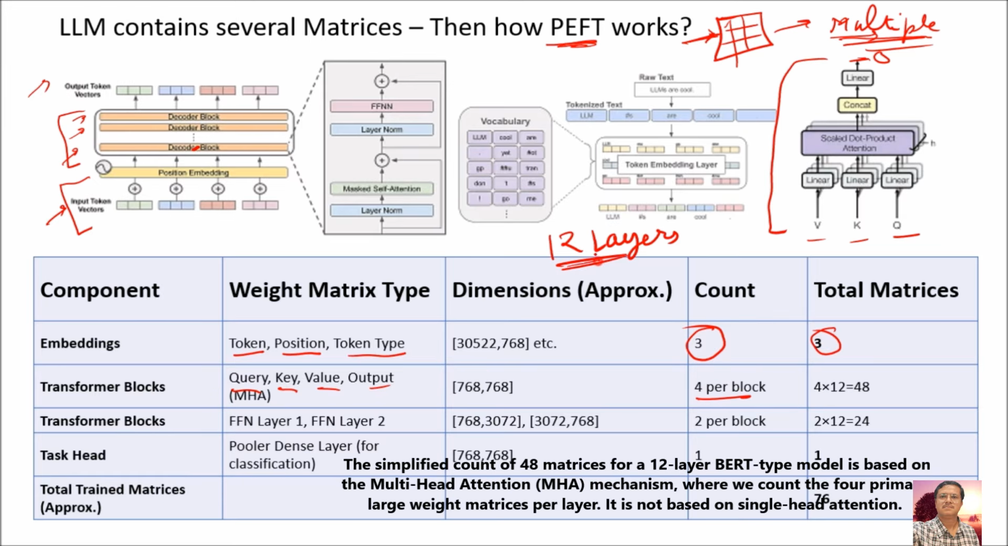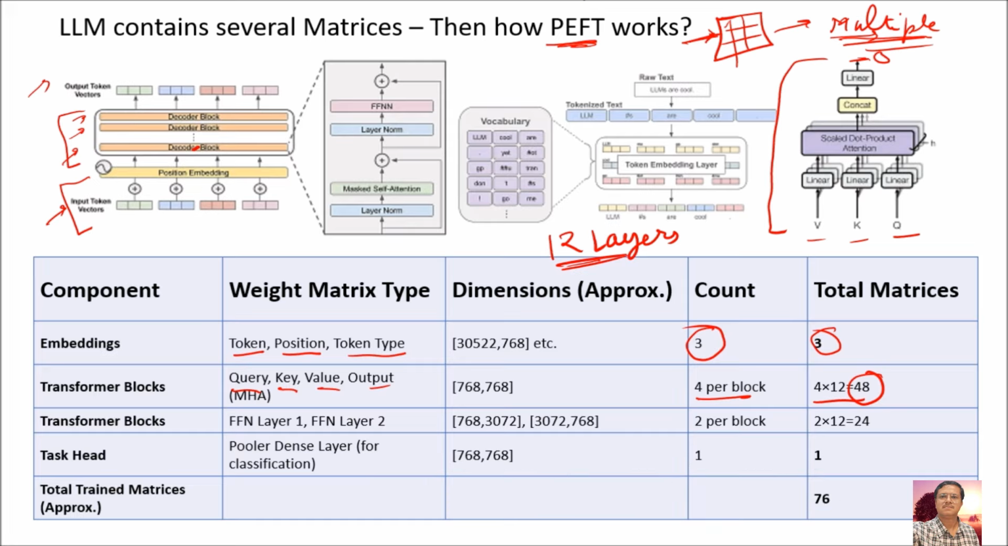So suppose we have 12 decoder layers, then it will contain a total of 48 matrices. Again, each decoder block generally contains one or two feed forward neural network layers. If we consider that by default it has two feed forward neural network layers, then there will be two matrices per block. So if we have 12 layers, then there will be 24 matrices.